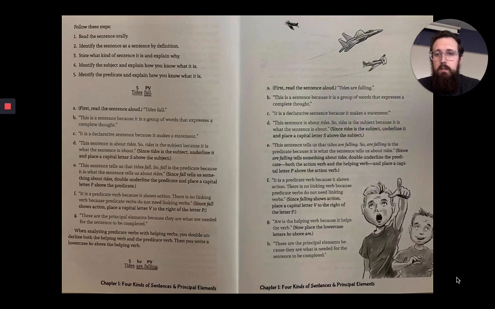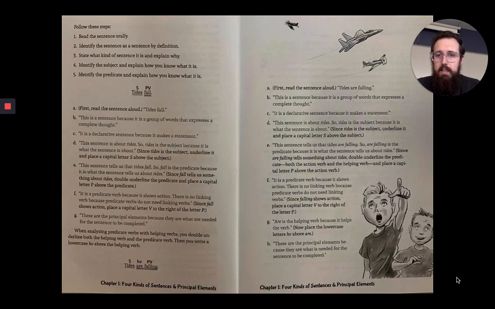Tides fall. This is a sentence because it is a group of words that express a complete thought. It is a declarative sentence because it makes a statement. This sentence is about tides. So tides is the subject because it is what the sentence is about. Since tides is the subject, we're going to underline it and then place a capital letter S over the subject.